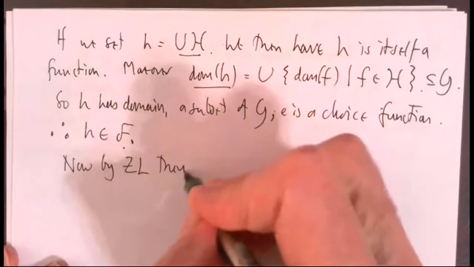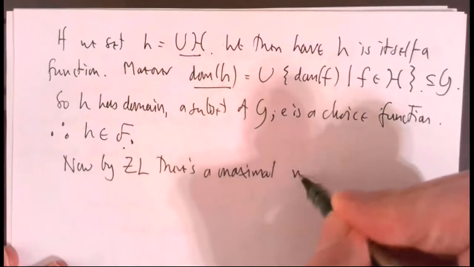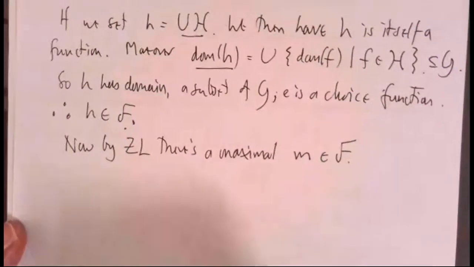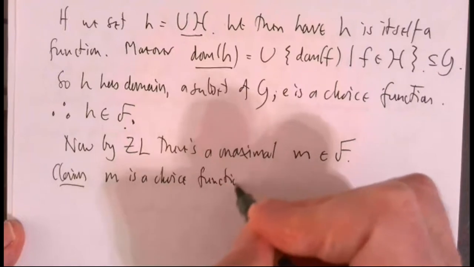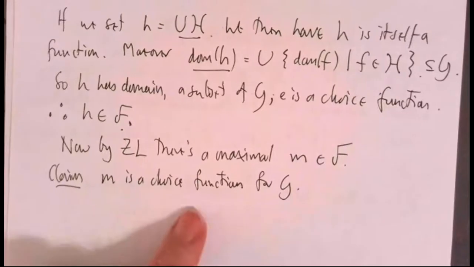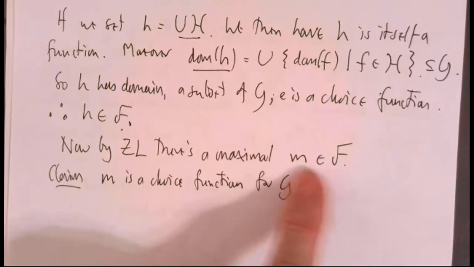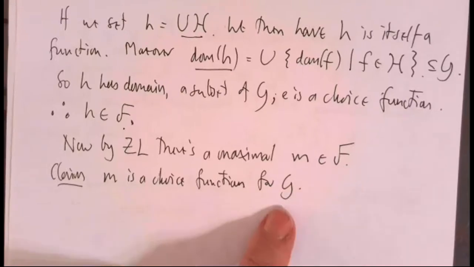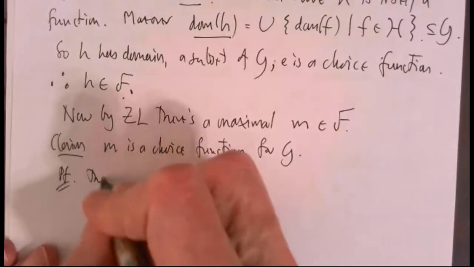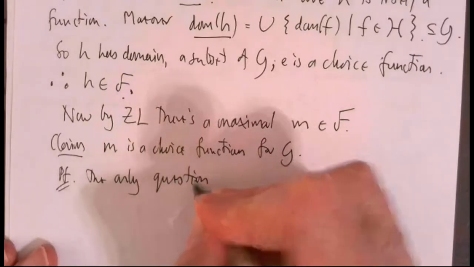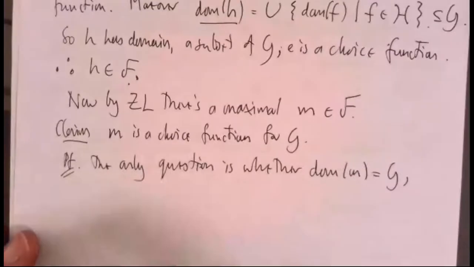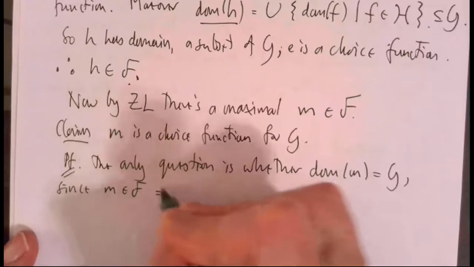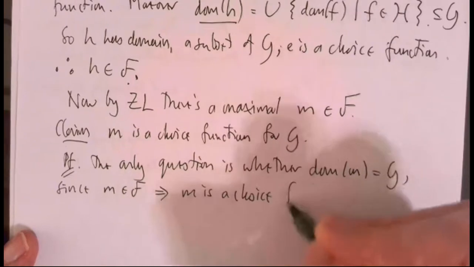So by ZL, there is a maximal element. And I called it m in F here. And then the claim is it's a choice function on all of G. Not a partial choice function just defined on a proper subset of G, but on all of G. It's a partial choice function because it's in F. The only question is whether the domain of m is all of G. Since m in F implies that m is a choice function on its domain.